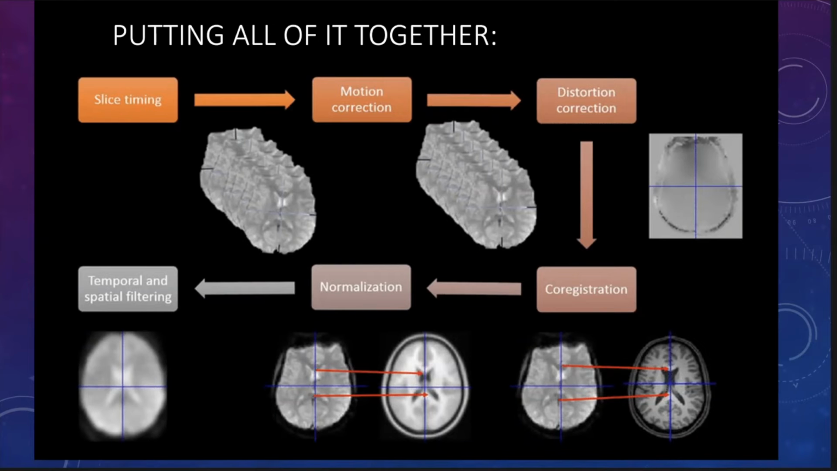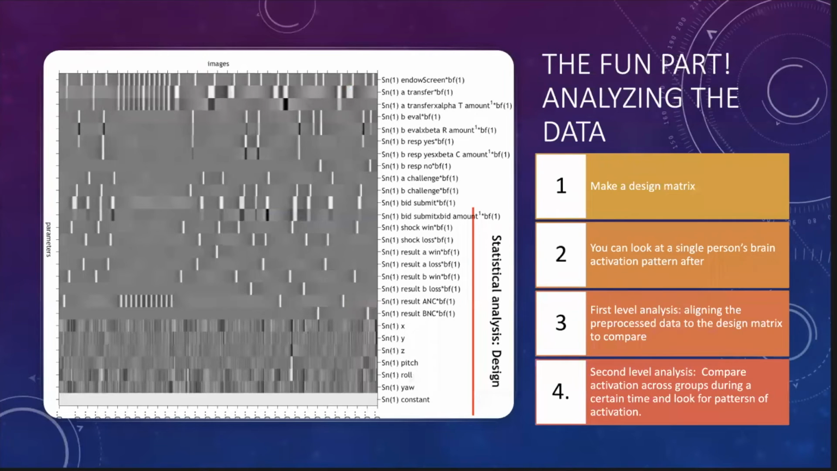And then you also have to align it to a template so that you can tell kind of where in the brain things are. The template that we like to use is the MNI, which is the Montreal Neurological Institute. And that's what we use. And then you also do some temporal and spatial filtering, but we're not going to talk about that because I don't think you care.